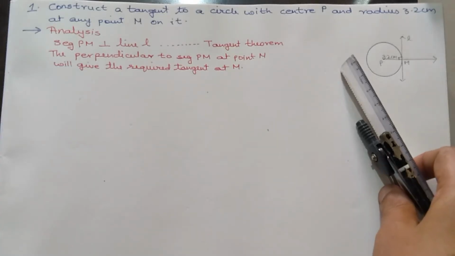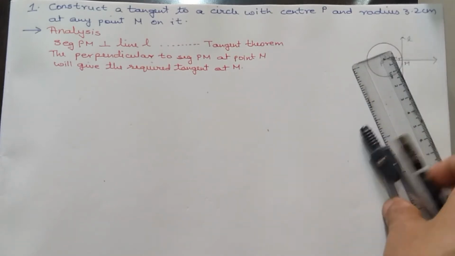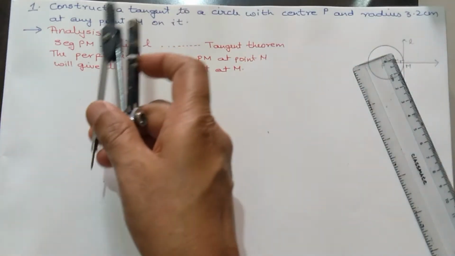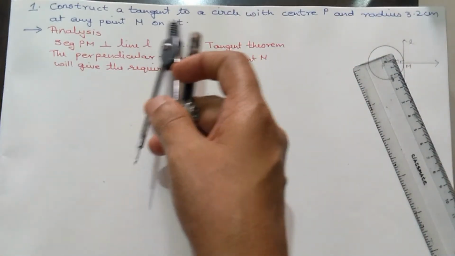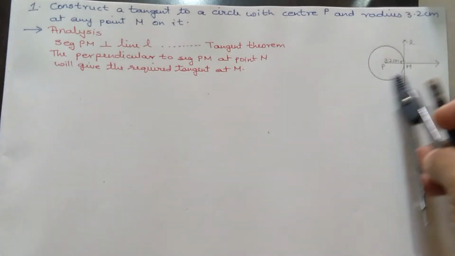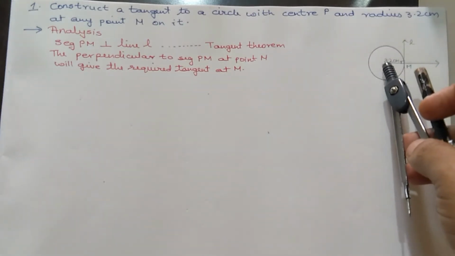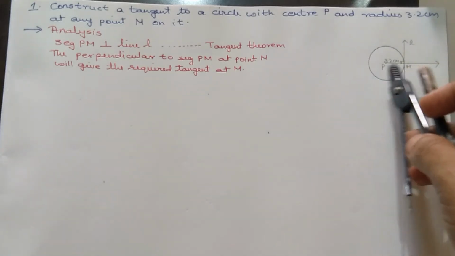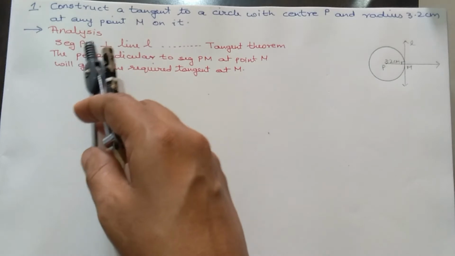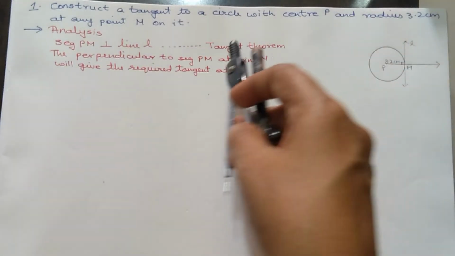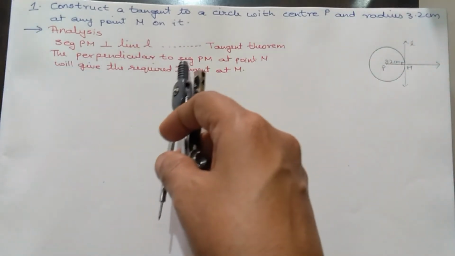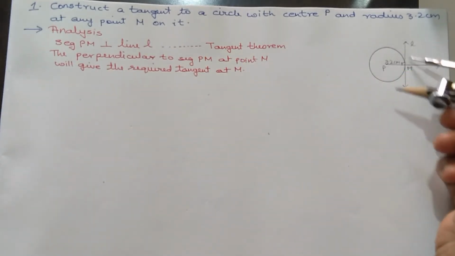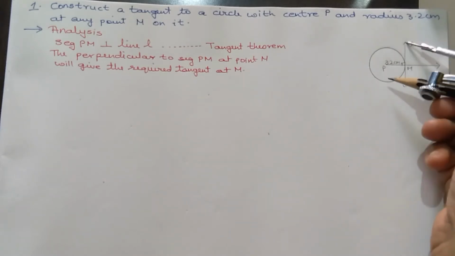Now practice set 4.2. First sum, we have to construct a tangent to a circle with center P and radius 3.2 centimeter at any point M on it. So here is a circle with center P and you have to draw the ray PM, and from point M you have to draw line L which is perpendicular to segment PM. So segment PM is perpendicular to line L, that is tangent theorem, and the perpendicular to segment PM at point M will give the required tangent. So from point M which we draw perpendicular is the tangent to the circle.